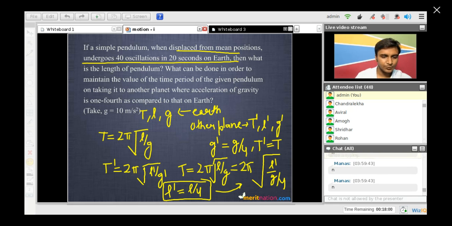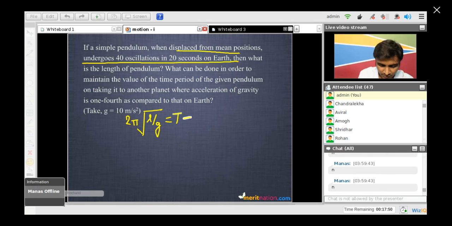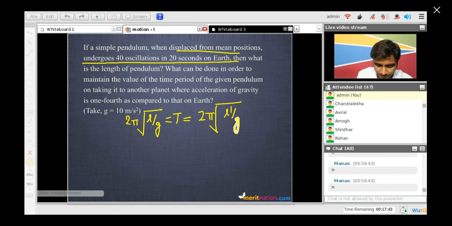So the time period I have to keep the same, okay? So I will equate the time only. The time period for Earth is equal to 2 pi under root L upon G. This is the time period on Earth, which is equal to the time period on other planets. So it is equal to 2 pi under root L dash upon G dash. Now G dash, you know, will be equal to G by 4. Okay, G dash equal to G by 4.